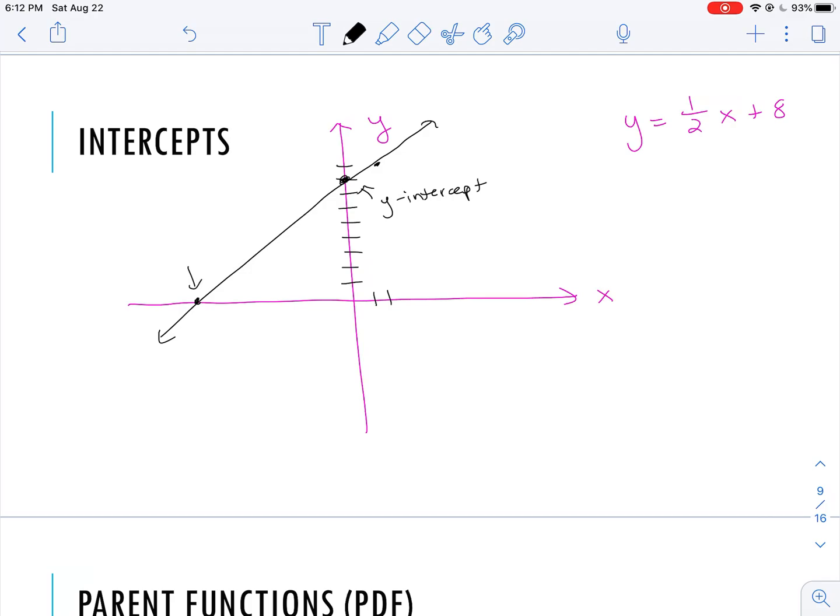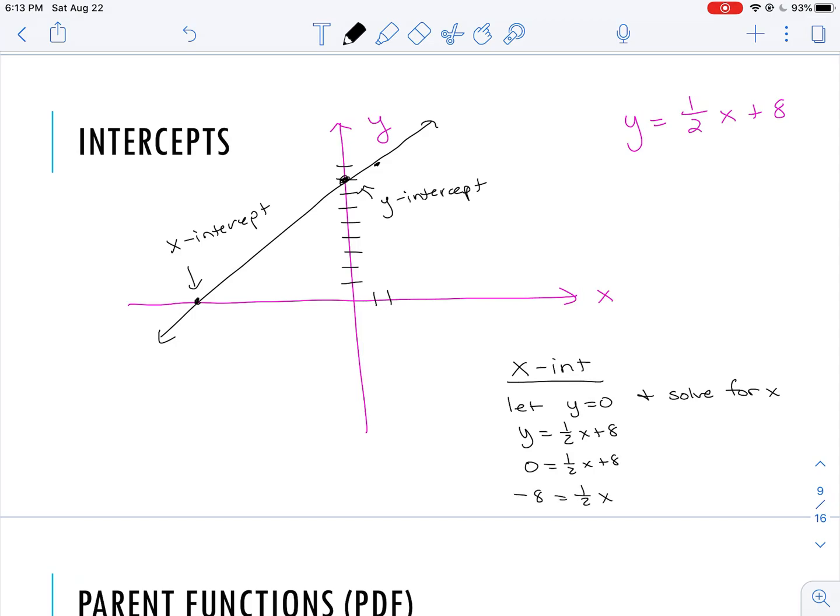This would be my y-intercept, and then my x-intercept would exist over here. In general, all graphs can have x and y-intercepts, in theory. They don't have to have both, and technically they could have neither. To find an x-intercept, you let y equal 0 and solve for x. So in our example, y equals 1/2 x plus 8, I would have 0 equals 1/2 x plus 8. And then I would just solve. So negative 8 equals 1/2 x, multiply by 2, multiply by 2. And the x-intercept is going to be negative 16.